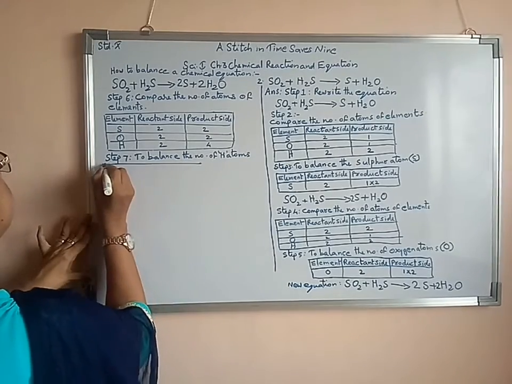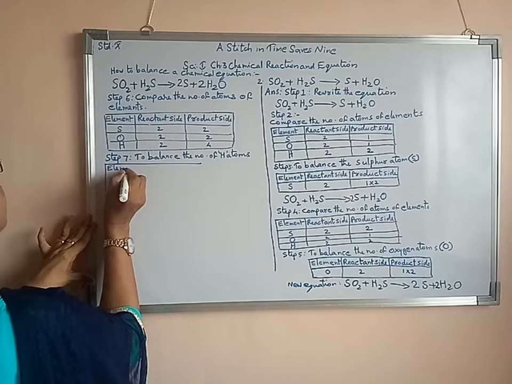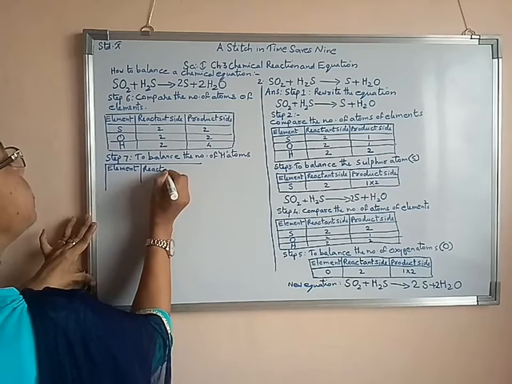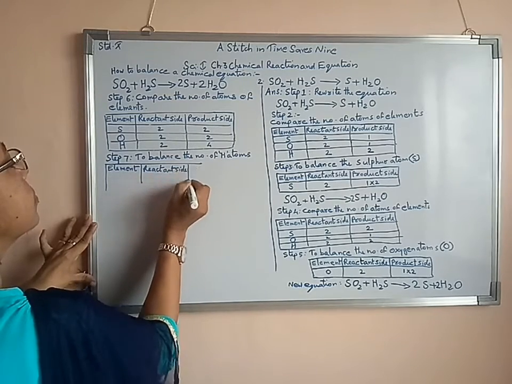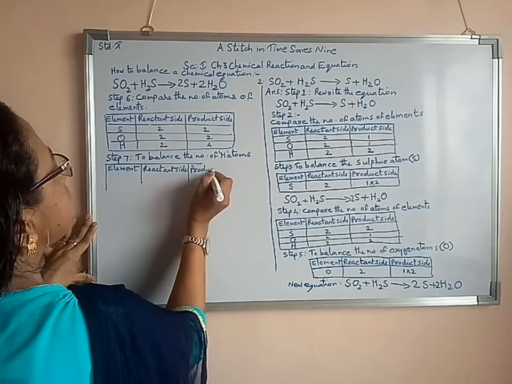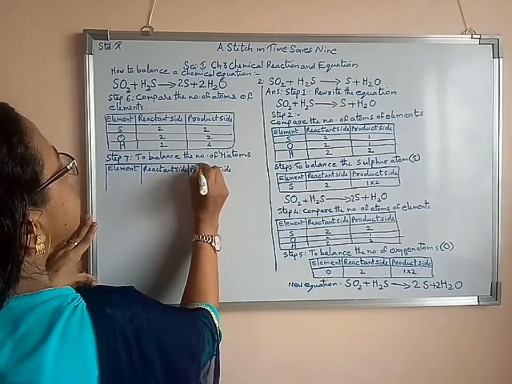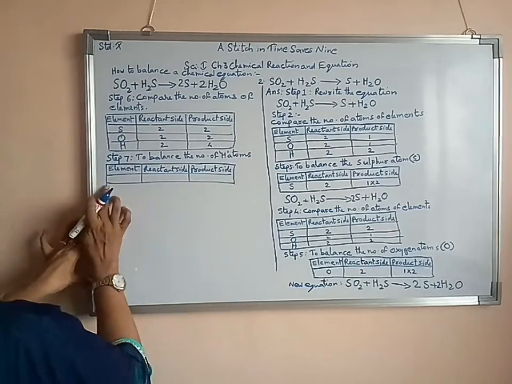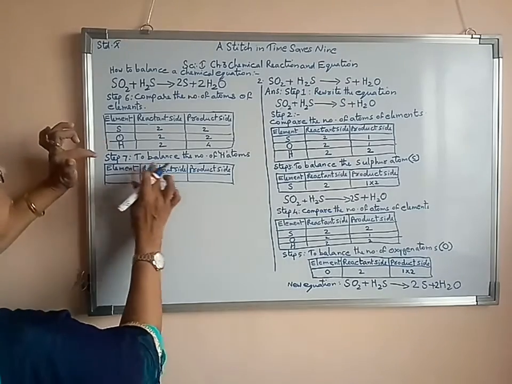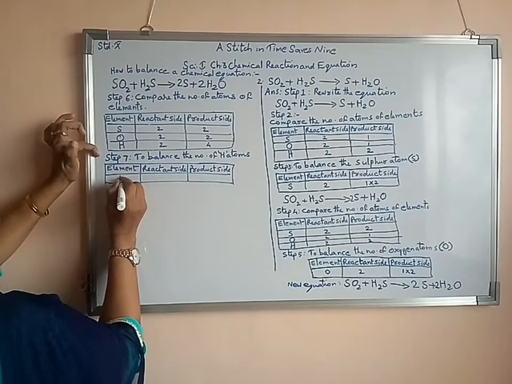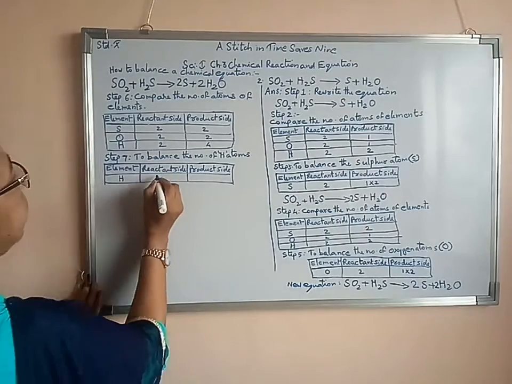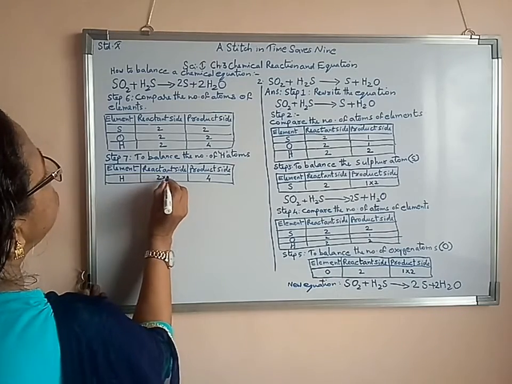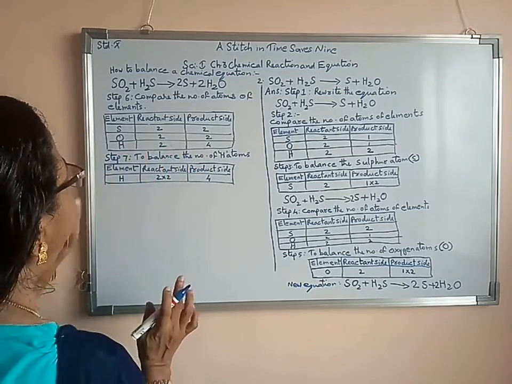Again we will make the table. Element, titles are same, reactant side, product side. Here the element is hydrogen, as we are balancing the number of atoms of hydrogen. Reactant side 2 is there, product side 4 is there. So here I am multiplying 2 with the 2. So the hydrogen number is now balanced.